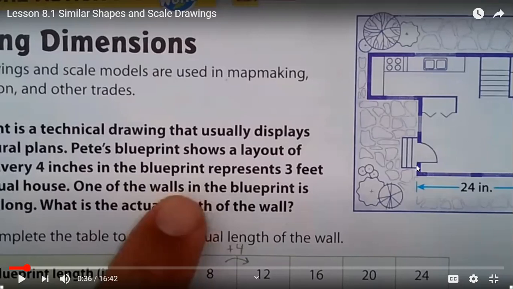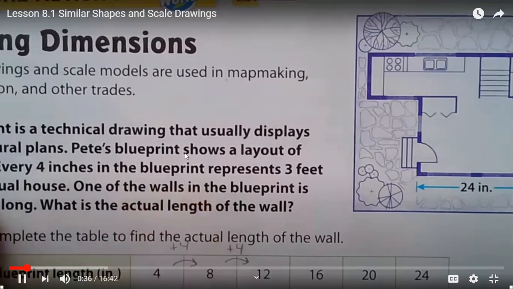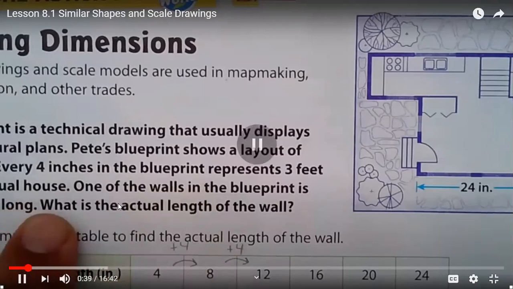So for example, if this distance was 2, and he gives us a key that each 1 inch represents 4 meters, then we multiply each one by 4 to find the real dimensions. In this one, he said every 4 inches in the blueprint represents 3 feet in the actual house. Then for the map here, he represented it by inches.